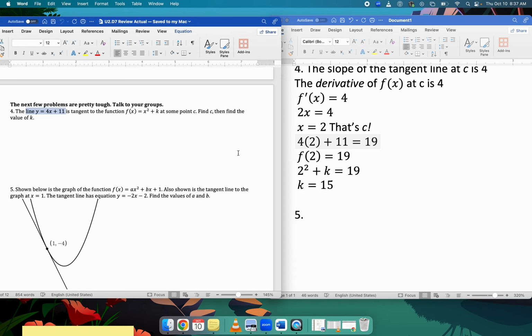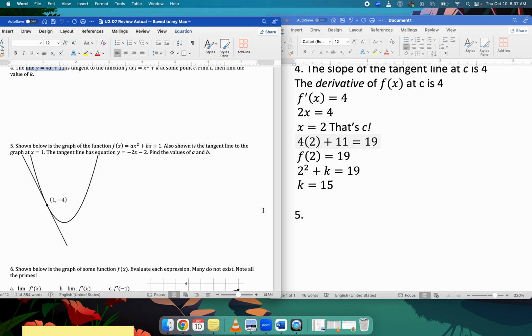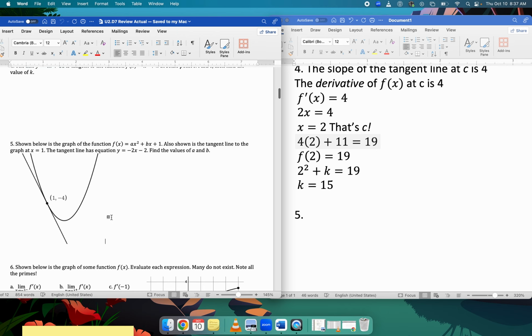Hard question, number 5. Shown below is the graph of the function. Also shown is the tangent line to the graph at x equals 1. The tangent line has an equation given. Find the values of a and b. There's a couple of things that I can say here. Again, just like in number 4, one thing you can notice is this point is on both graphs. It's on the graph of the tangent line, and it's on the graph of this quadratic function.